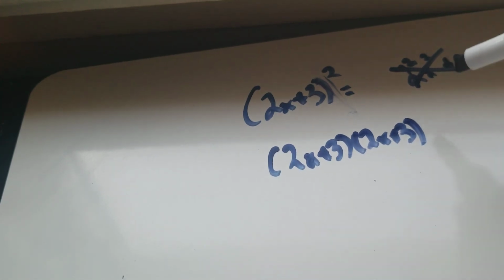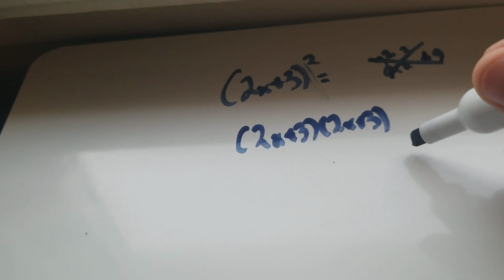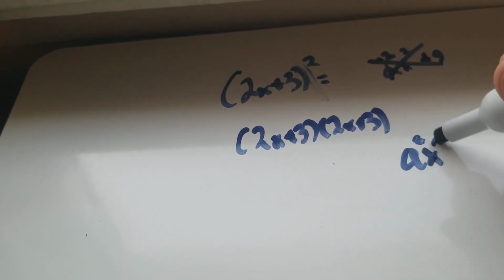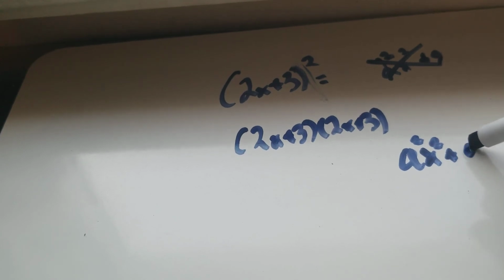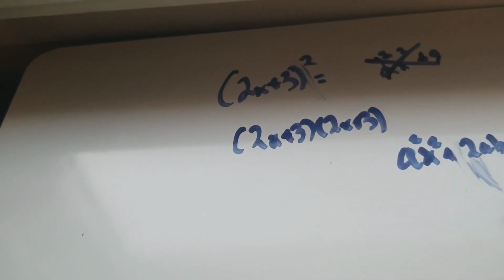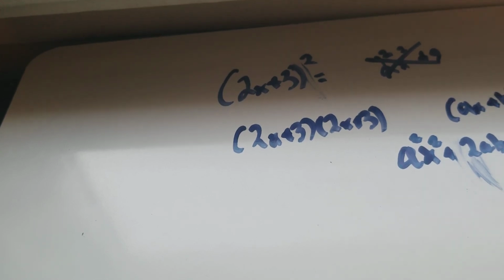All right. Now, I could FOIL, but I'm going to use my shortcut. If you don't remember the shortcut, let me rewrite it for you. It's a squared x squared plus 2ab x plus b squared, when the equation is ax plus b all to the second power.